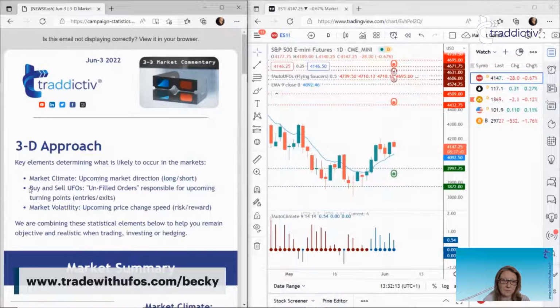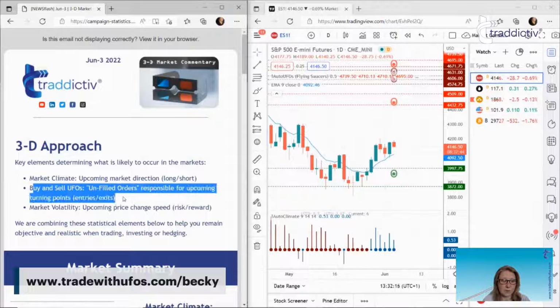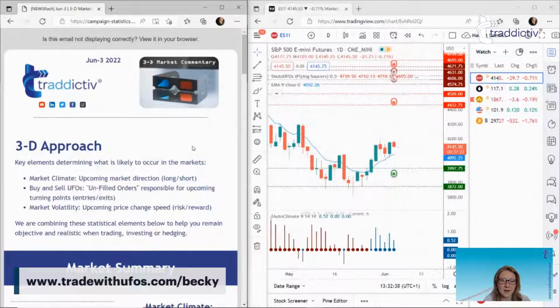Then after that, we look at buy and sell UFOs. This is where we are looking at where we have unfilled orders. UFO stands for unfilled orders and means where do we have buyers that could push price up, which is here? Where do we have sellers that could push price down, which are here? Again, we're using an app to show us where those buyers and sellers are. Then we look at market volatility, which is the likely upcoming movement that we expect from the markets, how quickly we expect them to move. So three different elements, and we'll look at that per market.